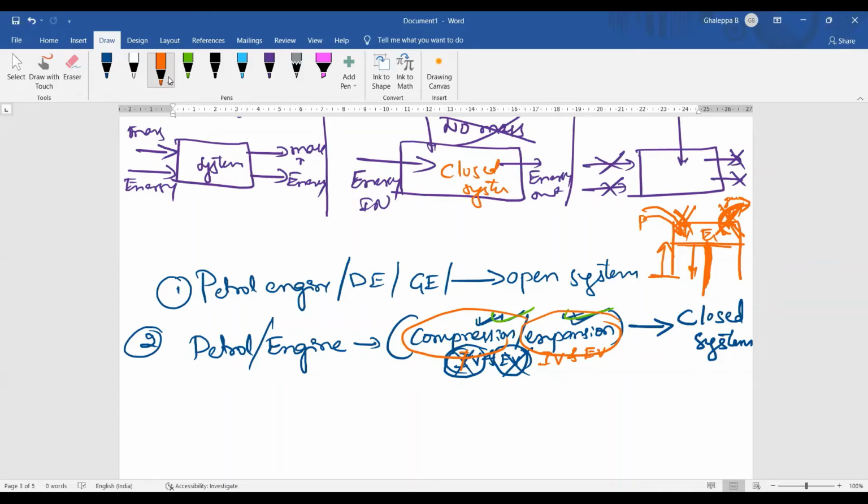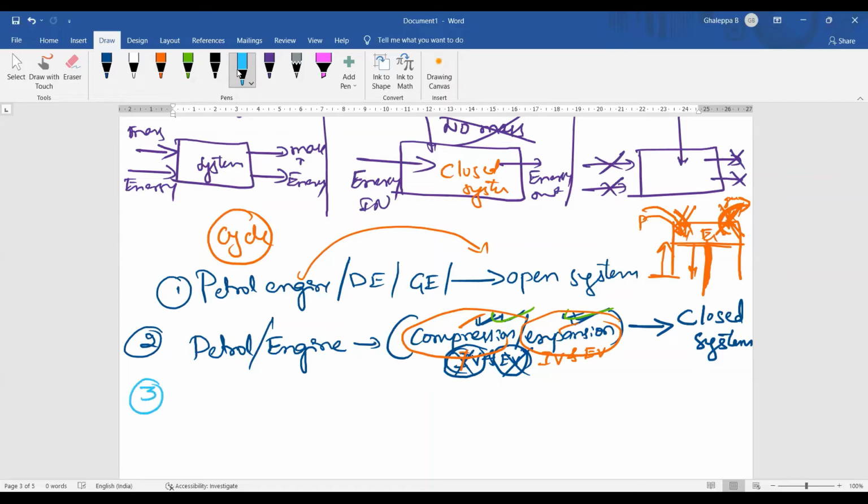This is a question that was asked in Tata company to one of our seniors. The question was: during the compression and expansion strokes, whether the petrol engine is an open system or a closed system. In general, if you consider all four strokes, the complete cycle, then it is an open system. But they are asking only about compression and expansion. Okay, I've understood, sir.